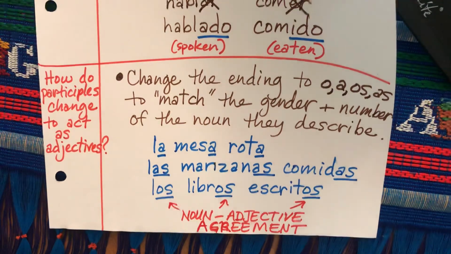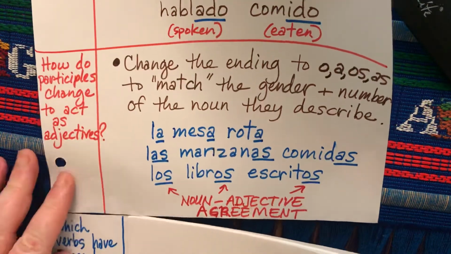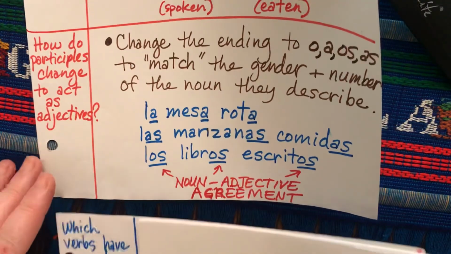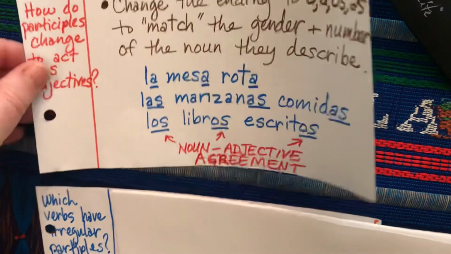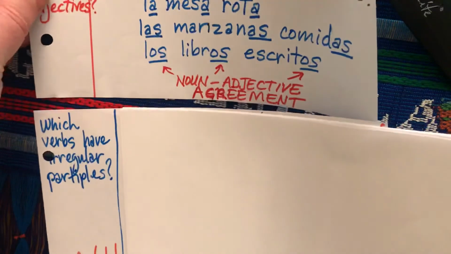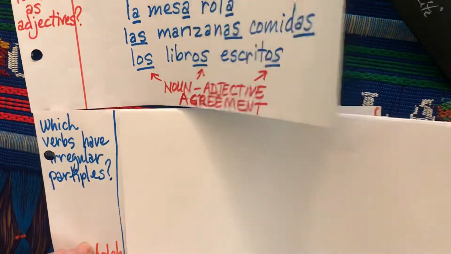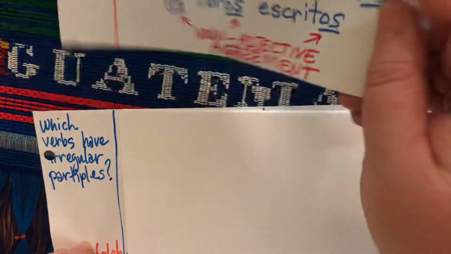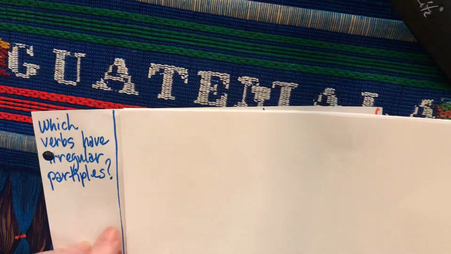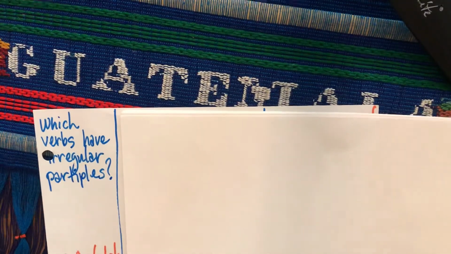All right, I told you there were irregulars. There always are. And there's a song. So, next question. Which verbs have irregular participles? Let's go ahead and set that aside. You can pause it if that was annoying how fast I took that away.